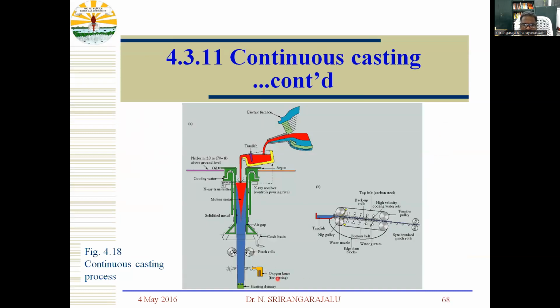So here they will have an oxyacetylene torch. With the help of that, a starting dummy is there. You can record the length of the object to be cut through this oxyacetylene flame and then stack it into the rack. This is one of the most important processes in the continuous casting process.